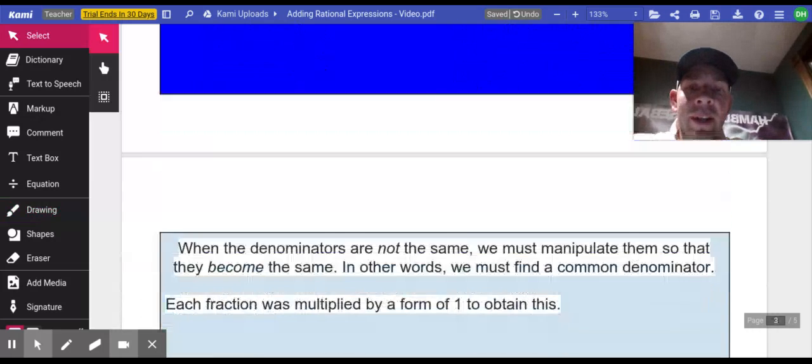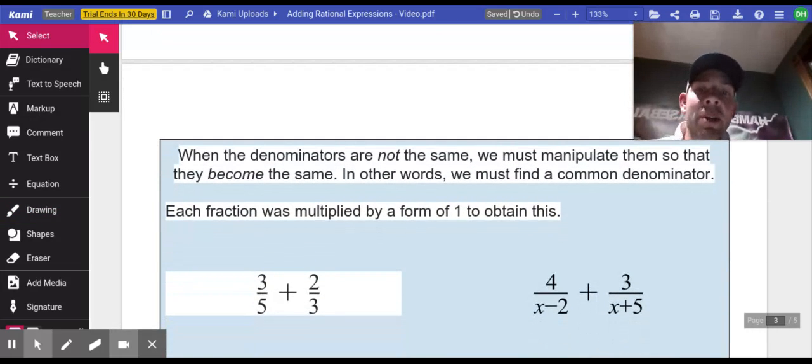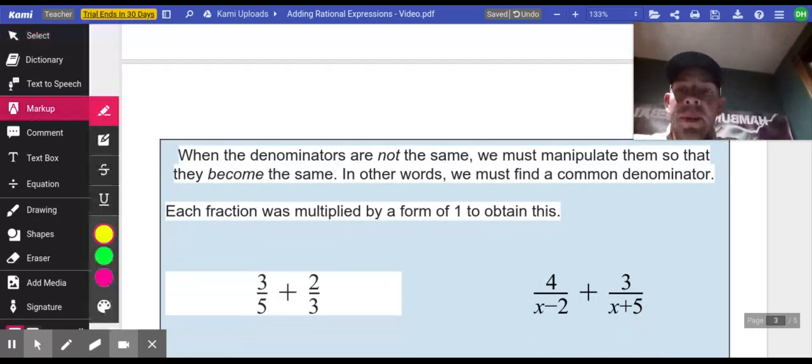Okay. So now what happens when the denominators are not the same? When they're not the same, we must manipulate them so that they become the same. Okay, because until we get the common denominator, we're going nowhere.